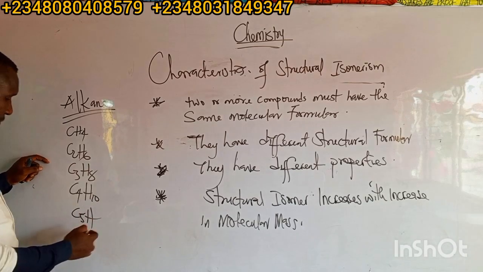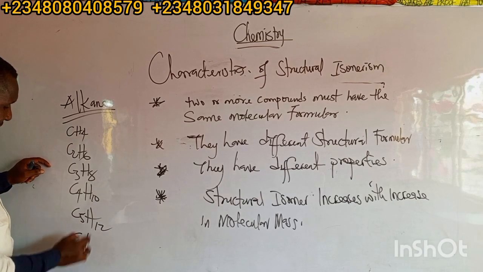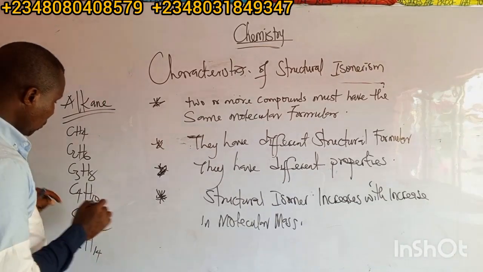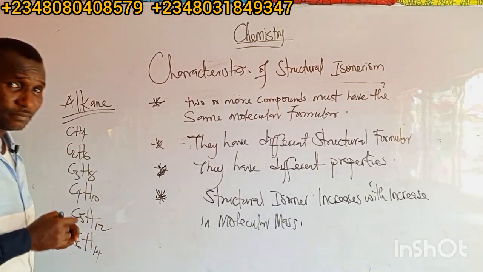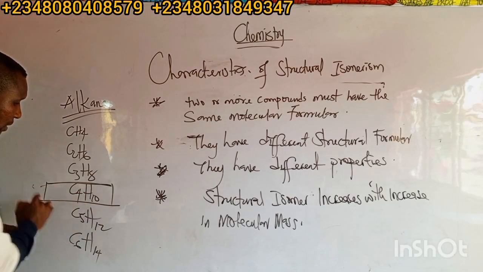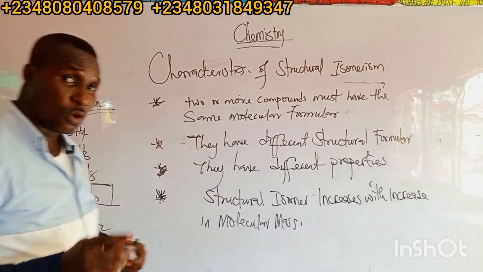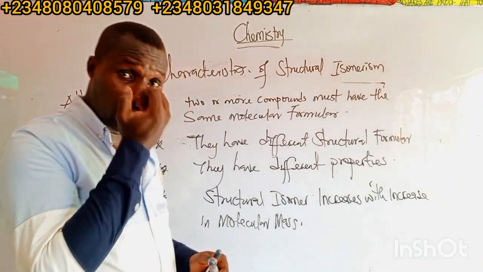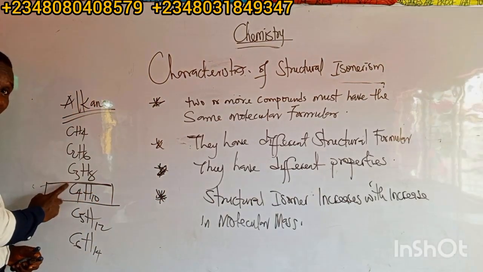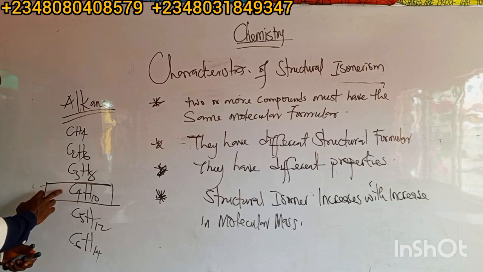Pentane, the fifth member. Hexane, the sixth member. Take note, isomerism starts with what? The fourth carbon. Isomerism starts with the fourth carbon. It has the simplest word, chain. That means for alkane, isomerism starts with the fourth carbon. That's why this one has isomers.